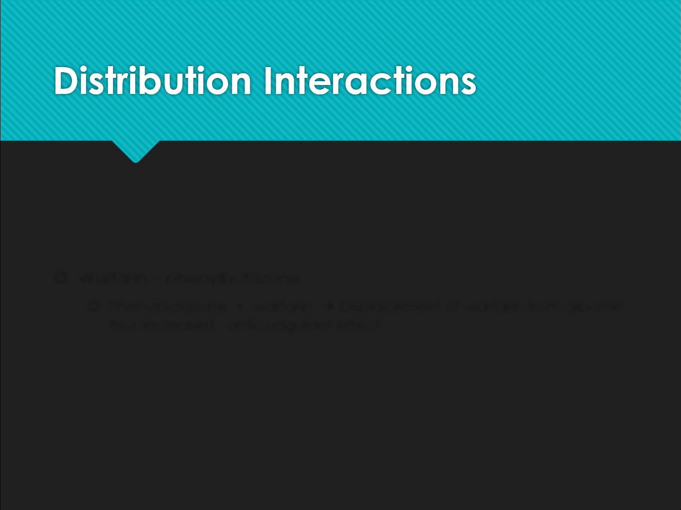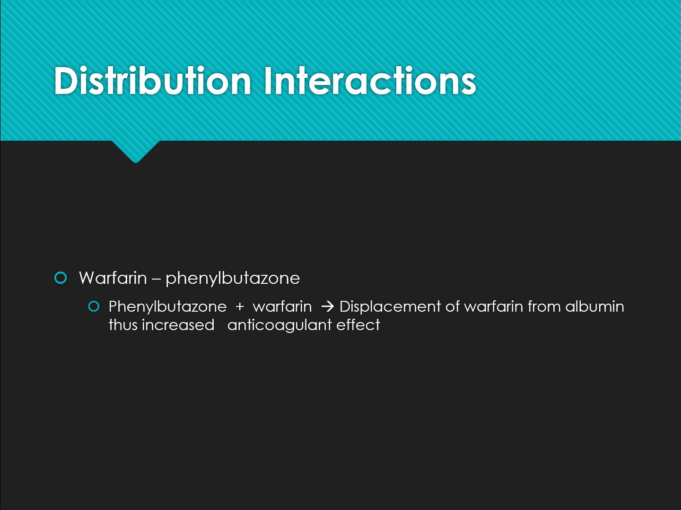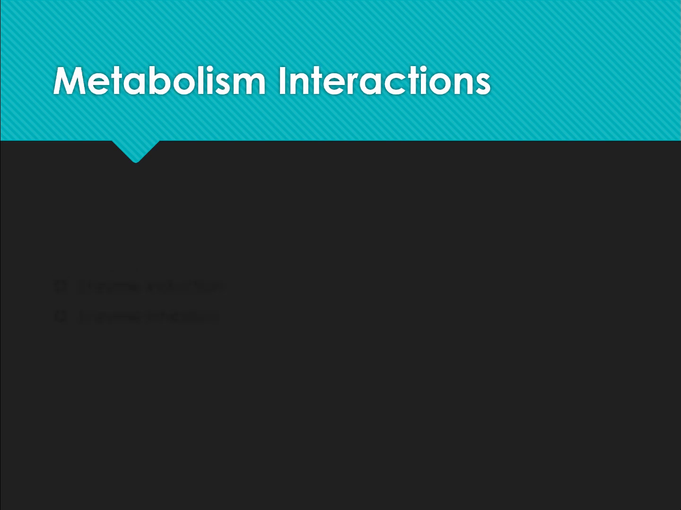Then we will now discuss the distribution interactions. A classical example is warfarin and phenylbutazone. Displacement of warfarin from albumin by phenylbutazone will increase the free warfarin in the plasma, and thereby increase the anticoagulant effect of warfarin. Metabolism interactions might be due to enzyme induction or enzyme inhibition.